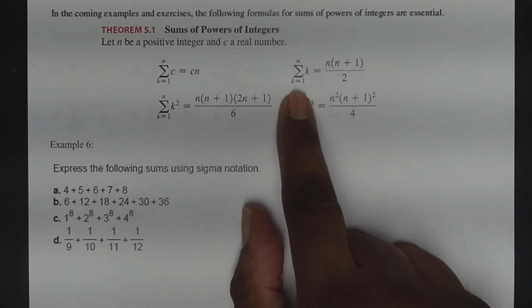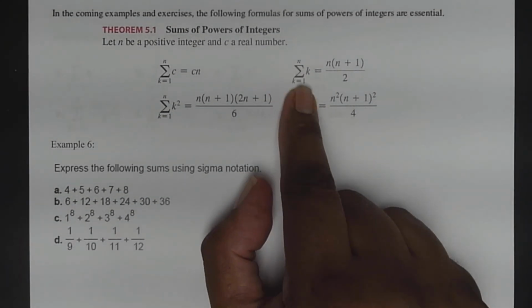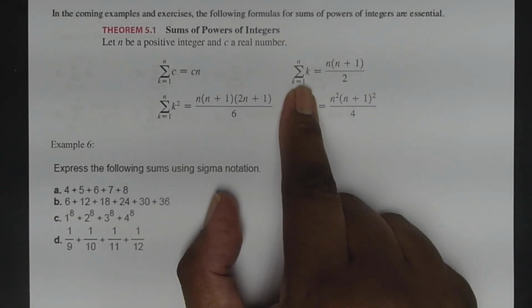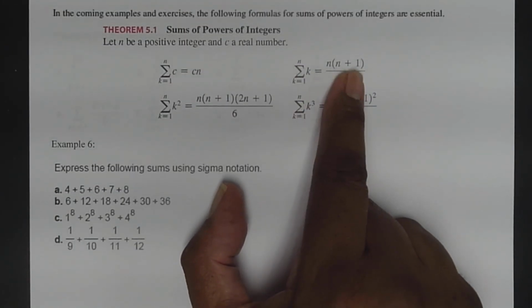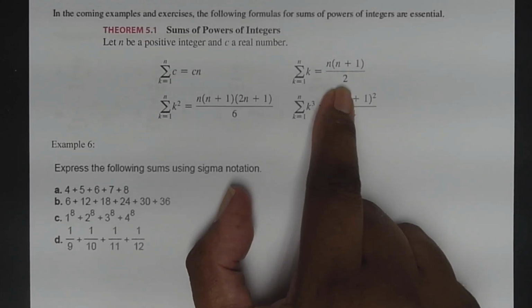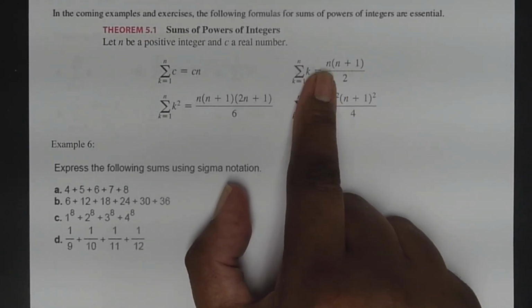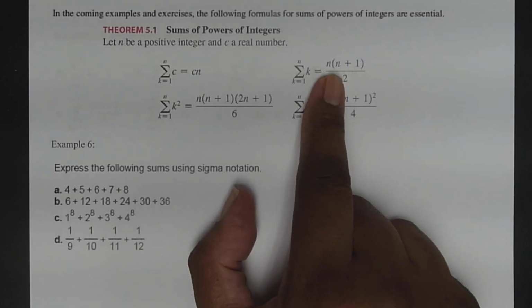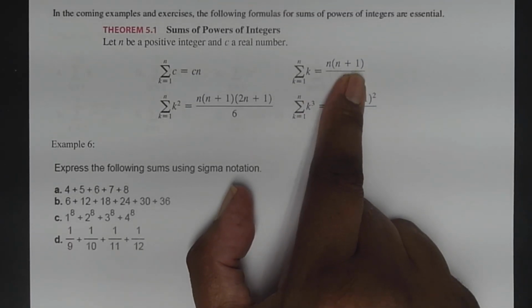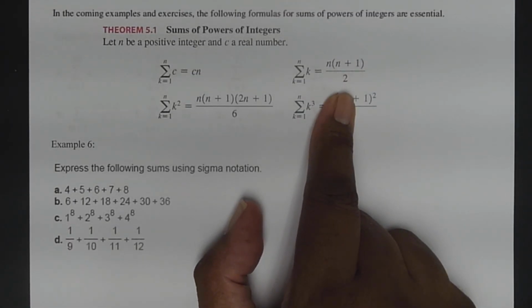And then the summation from k equal 1 to n of k is going to be expressed as this. n times the quantity n plus 1, divided by 2. Your n is your upper limit. So it's going to be the upper limit times the sum of your upper limit plus 1, divided by 2.